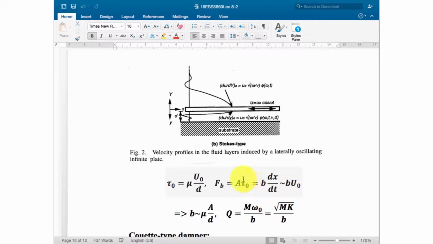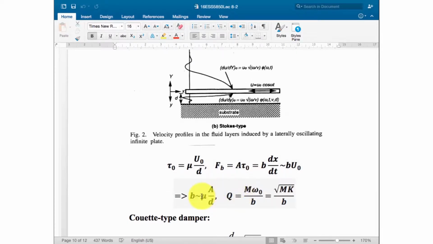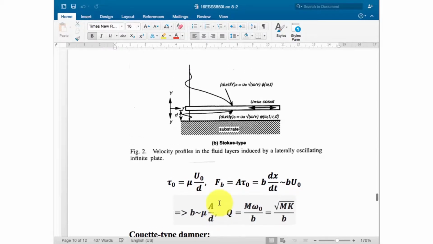So now we equate this one and this one together and plug in tau 0 into here. And out, you can find out the damping coefficient will be proportional to your viscosity times the surface area over the distance. So that means if we want to give a high damping, a lot of friction, you can use a very viscous fluid.